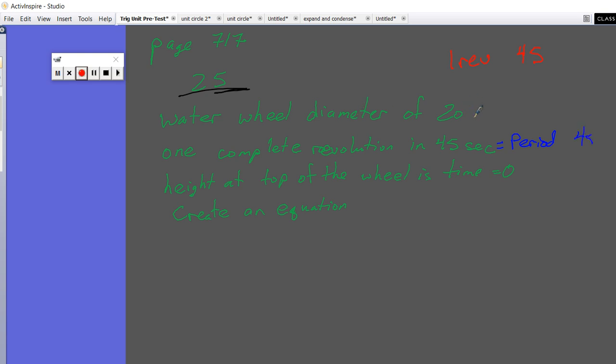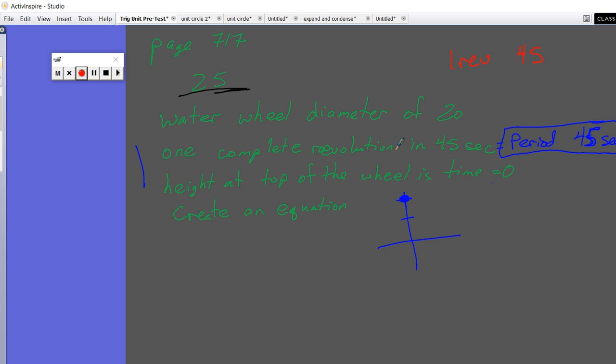So 45 seconds, that's the amount of time it takes to make 1 revolution. So that's the period. Let the height of the top of the wheel represent the height at time 0. So the height is at the top of the wheel at 0. So at time equals 0, if I were looking at a graph, the top of the wheel is at time 0.